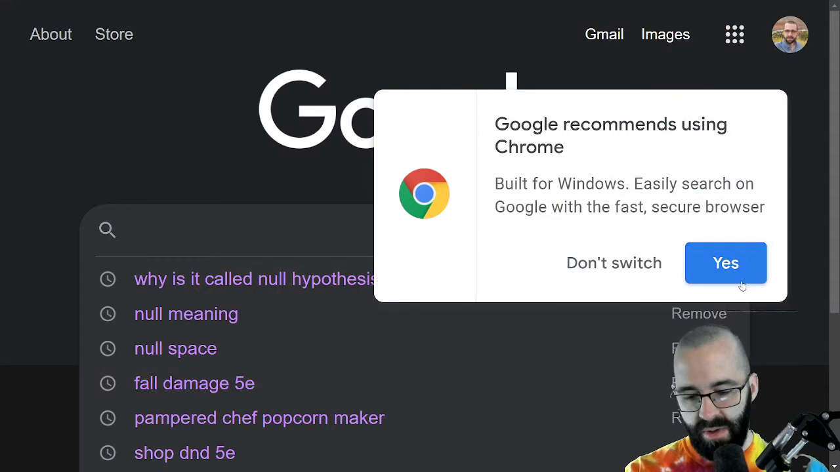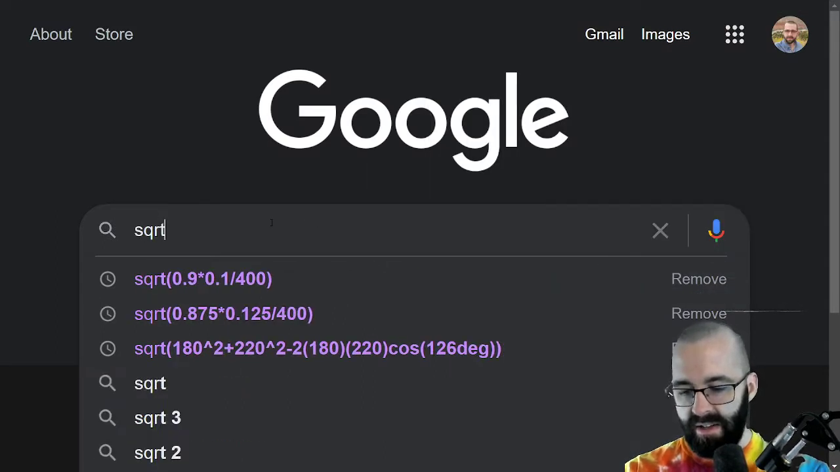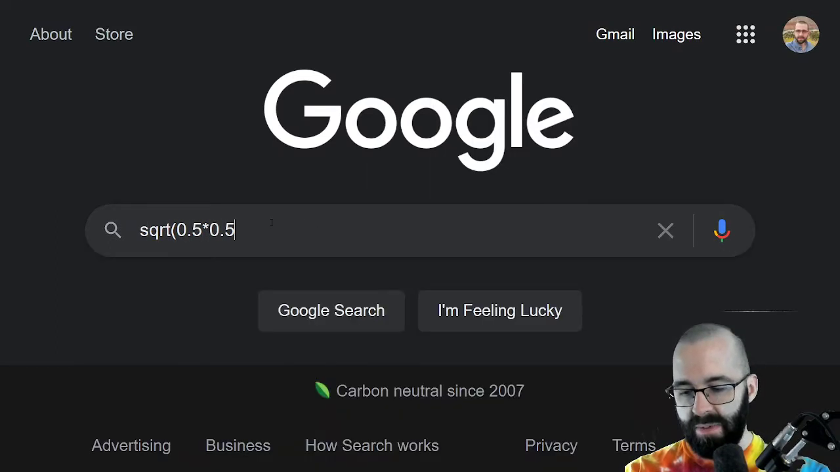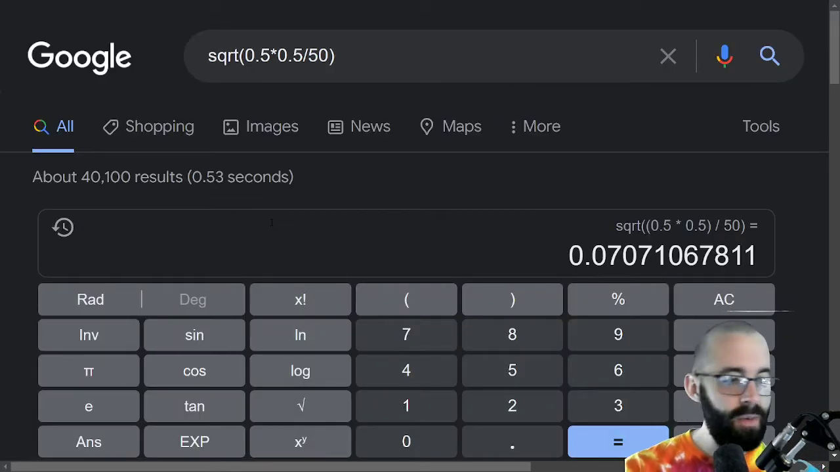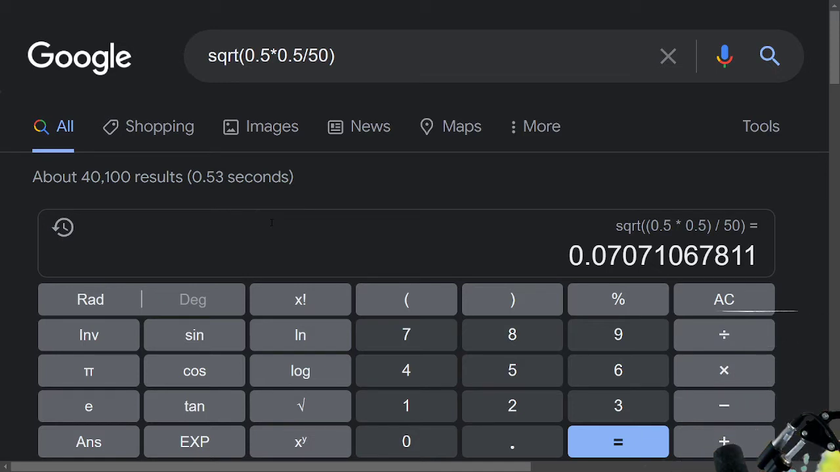Square root of 0.5 times 0.5 divided by 50. And that's going to be about 0.0707.